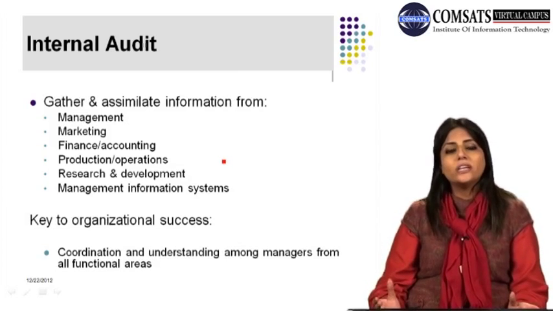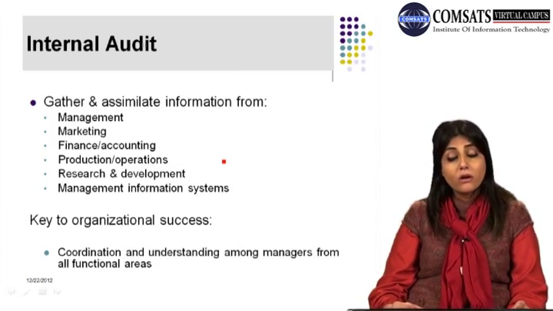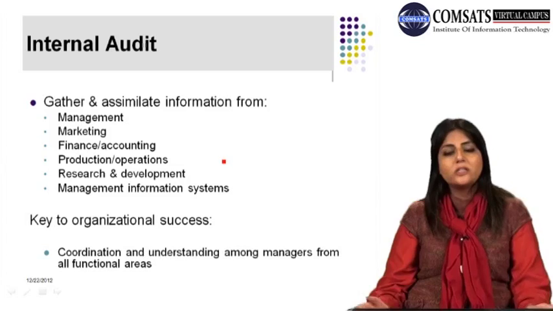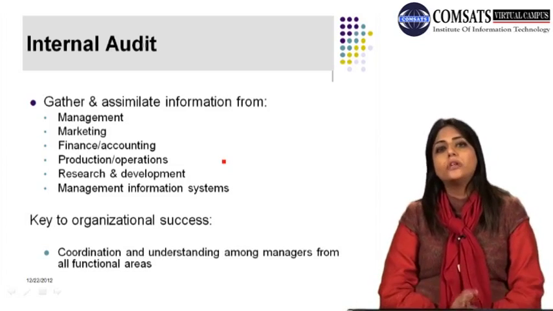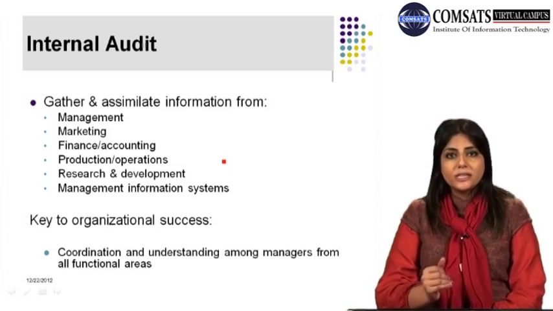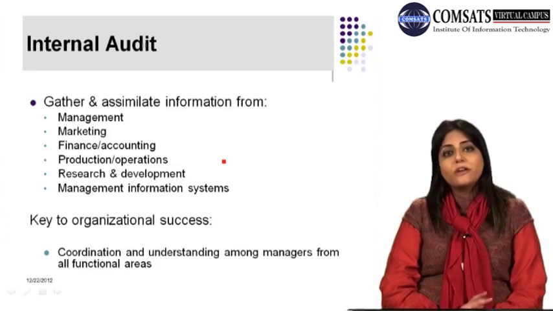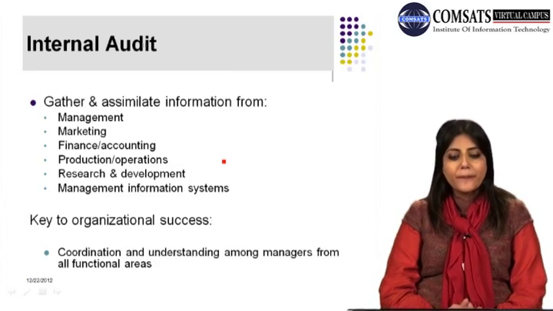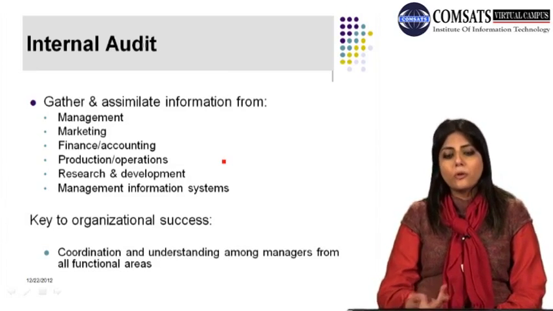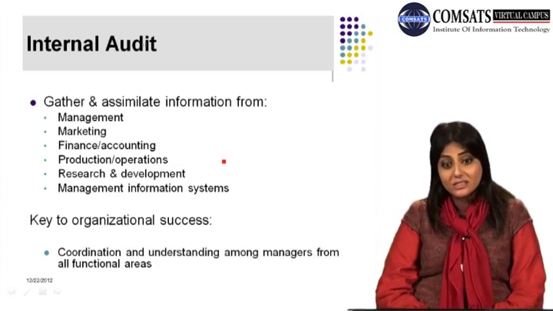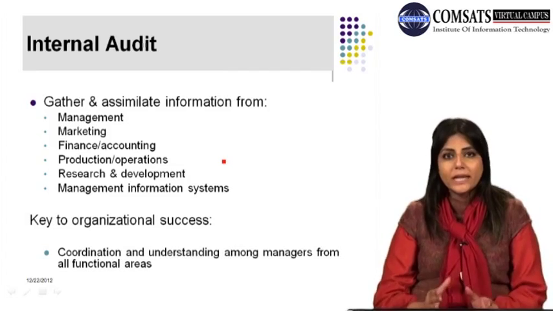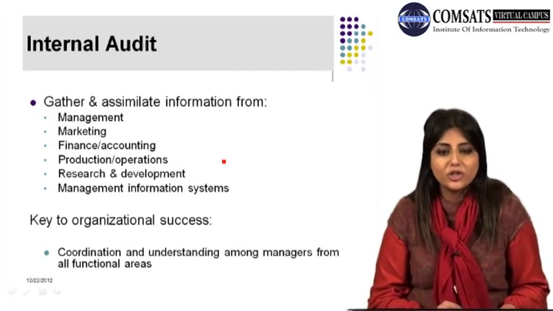Some very big organizations can be divided into a large number of departments, and smaller organizations may have fewer departments. So let's first see what the different departments are that an organization can be spread into. We have management, marketing, finance and accounting departments, production and operations department, research and development department, and management information systems department. There can be a number of departments that an organization can be spread into.